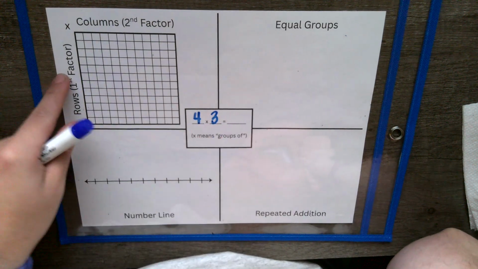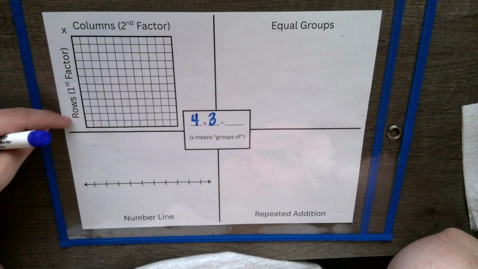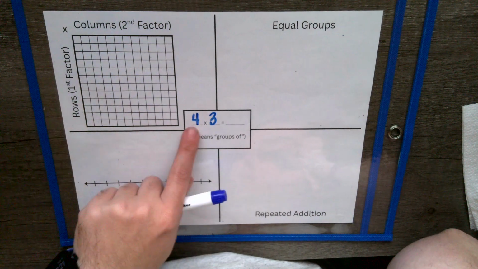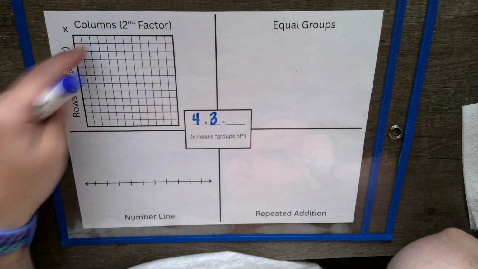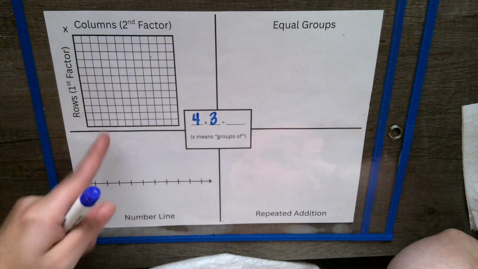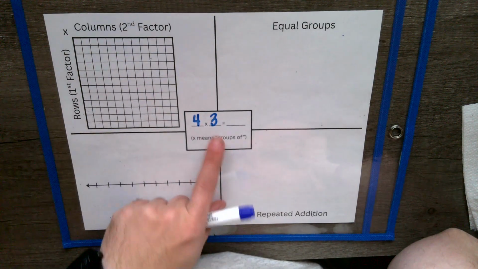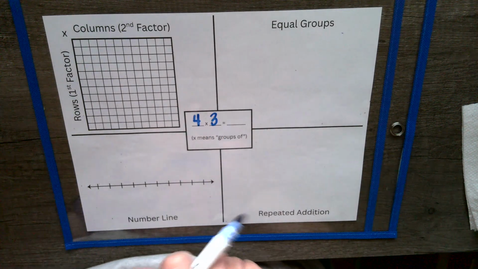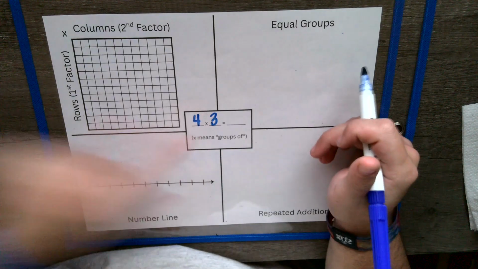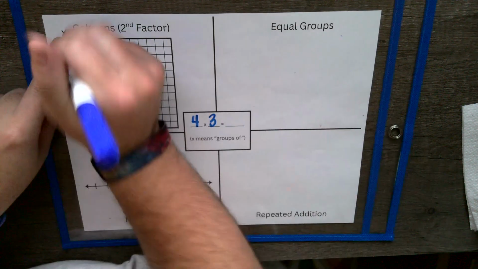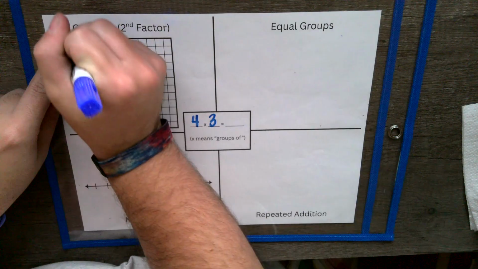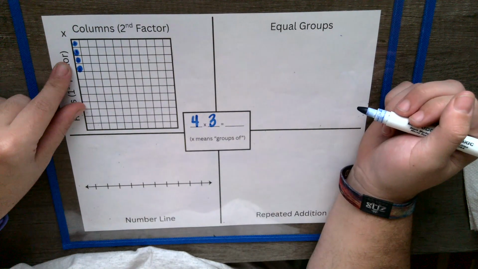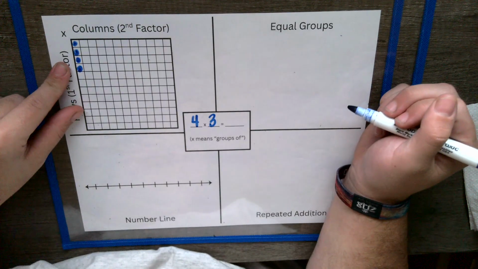We're going to look at arrays first, and our mat shows us that the rows, which go left and right, are going to be our first factor, which is a 4, and our columns, which go up and down vertically, are going to be the second factor, which is 3. So for this, you're going to take your first factor, for us is 4, and I'm going to start in the top left-hand corner, 1, 2, 3, 4, and go straight down. Don't skip a square.